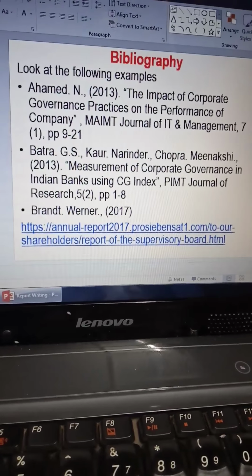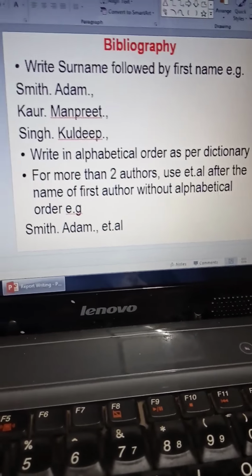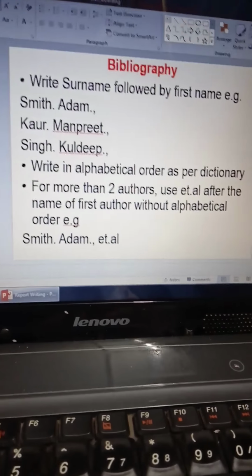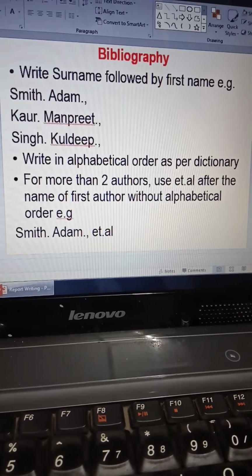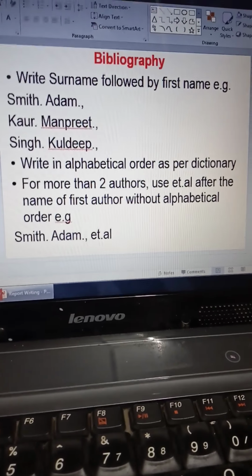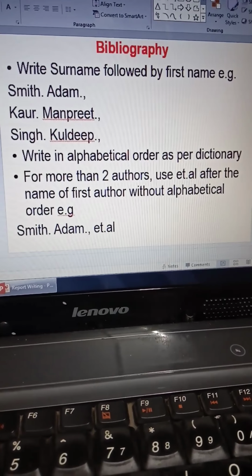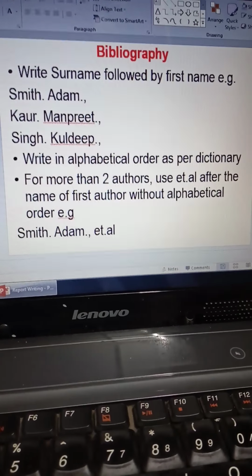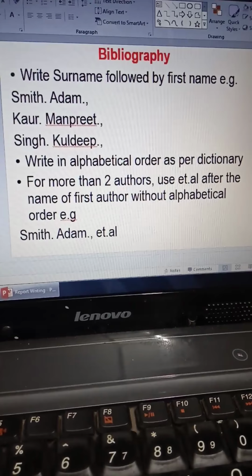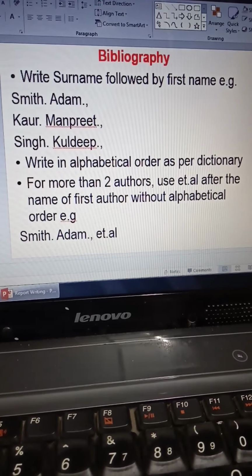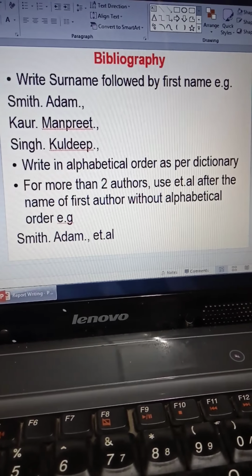In continuation to this, let us look at another thing. How do you start writing? The first thing you need to do is to write the surname followed by the first name. For example, if the person or the author who has written a research paper is Adam Smith, then how would we write? Smith, full stop, Adam, full stop, and then comma. It means to say that Smith is the surname which has to be written first.